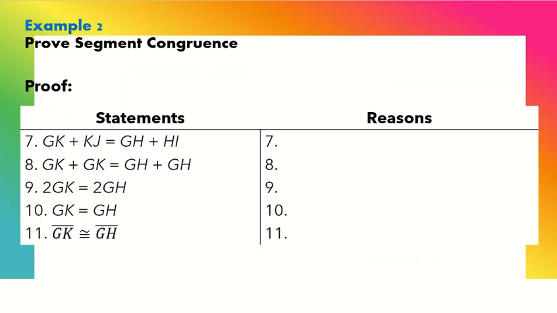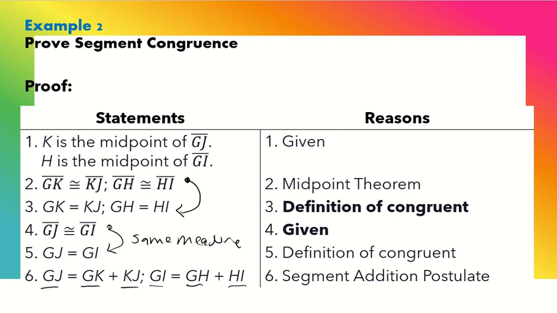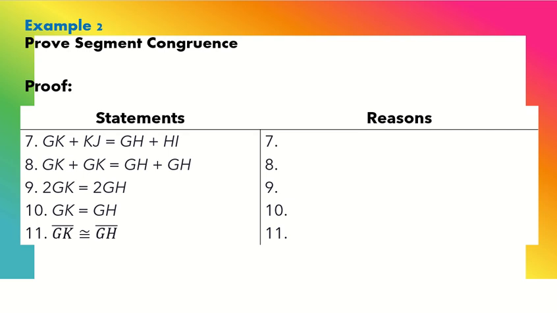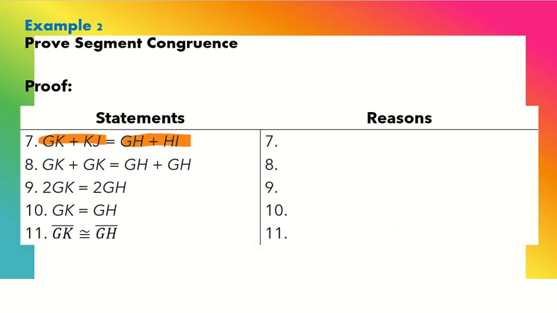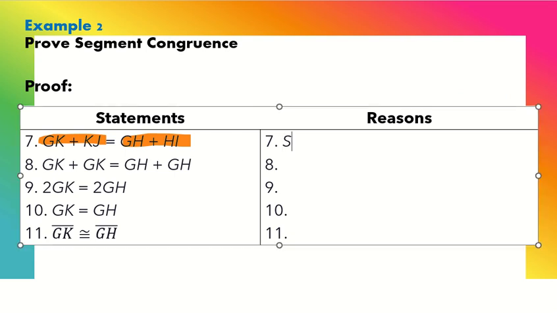Okay, now if I said my two segments are equal, as I did, and then I have this other equality here, right? So GK plus KJ, that's here. And then GH plus HI, I could substitute here. So that's what they're doing, right? They're substituting, substitution property of equality. Substituting is when you replace. S-U-B-S-T-I-T.